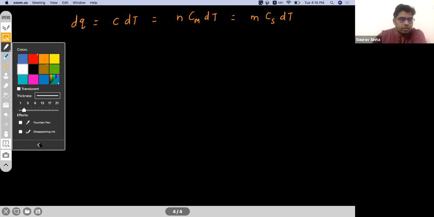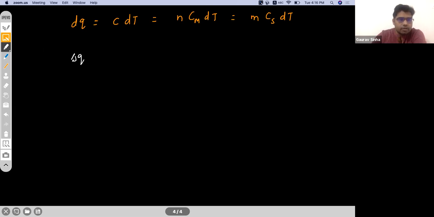Fine. So if I write down the heat exchange, whether it is total heat capacity or molar heat capacity or specific heat capacity, we can write C. I'll write it this way: dQ is the heat change, equal to C dT, equal to n number of moles times CM dT, where m is the mass, times CS dT. Change in heat you need to find out, that is delta Q.